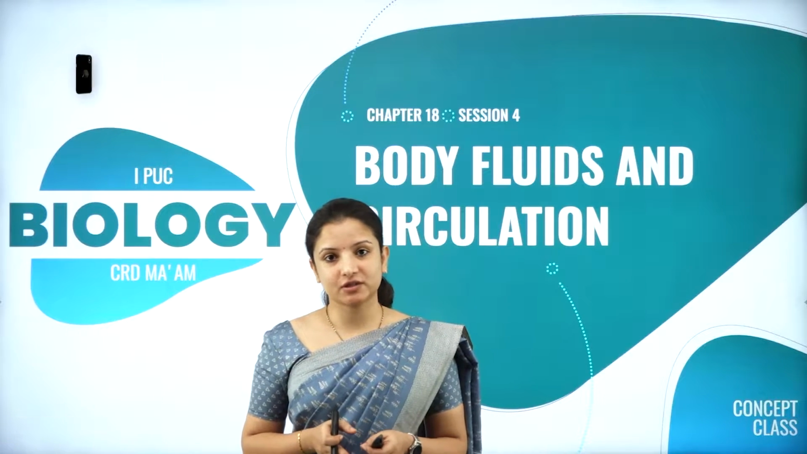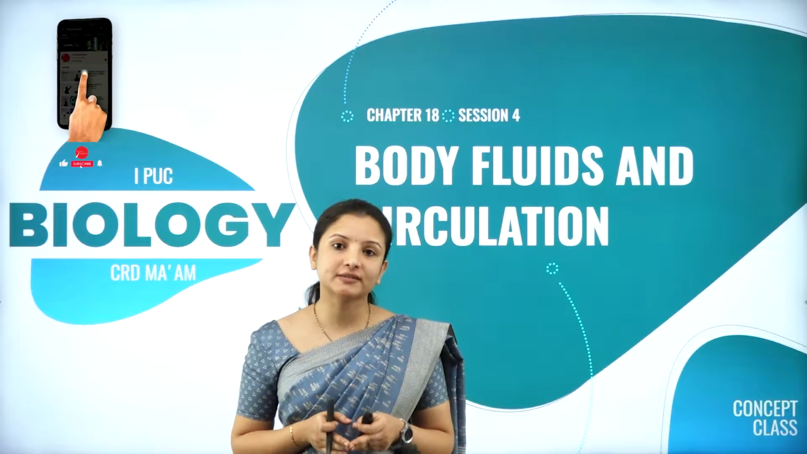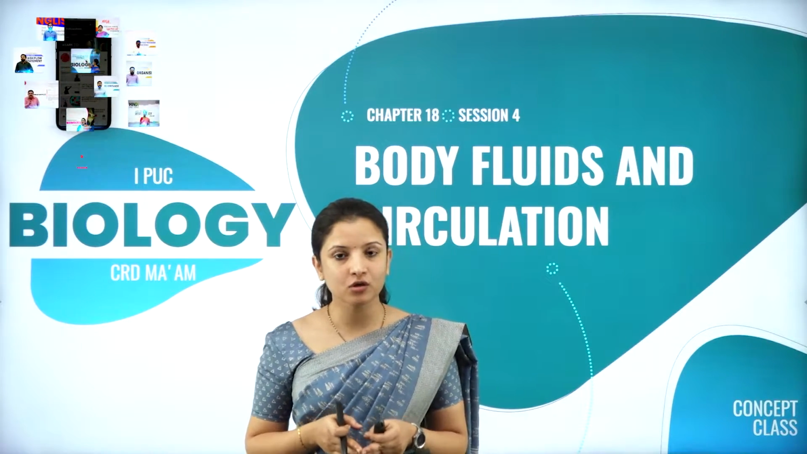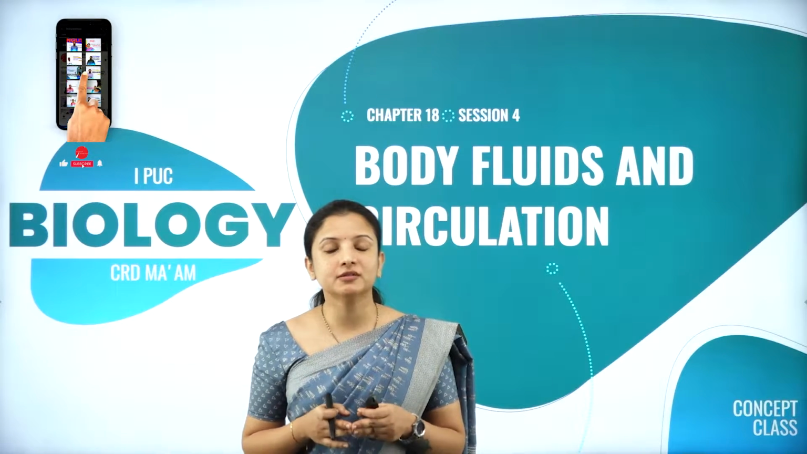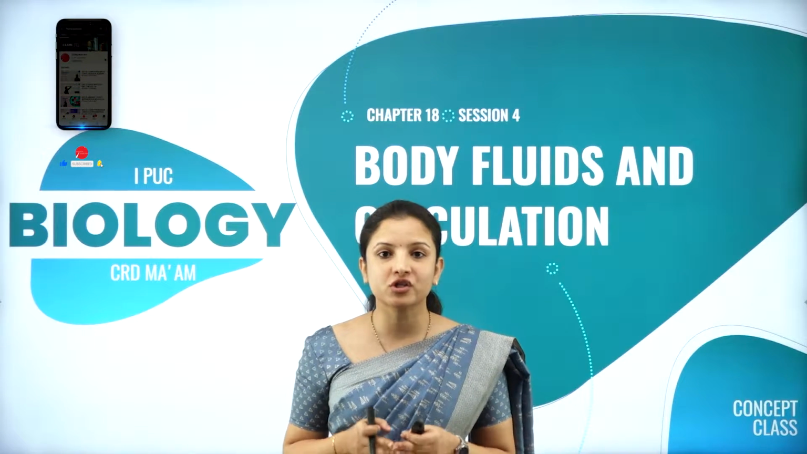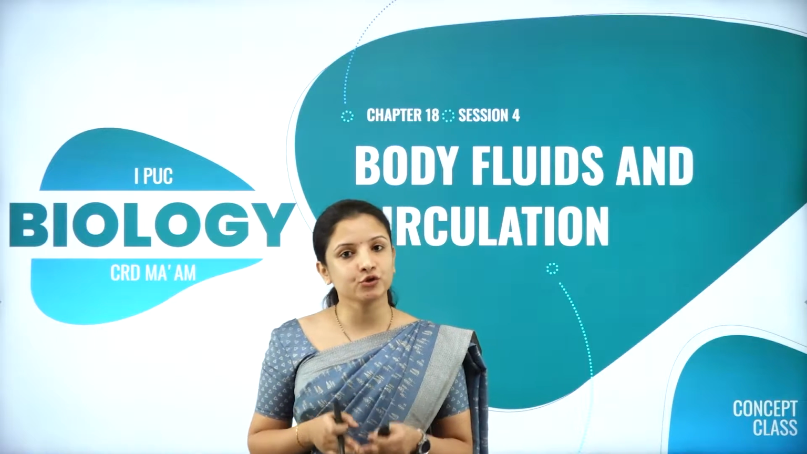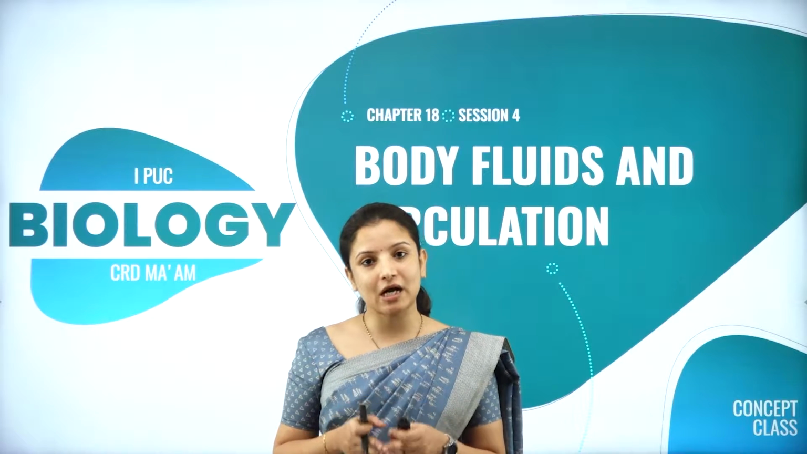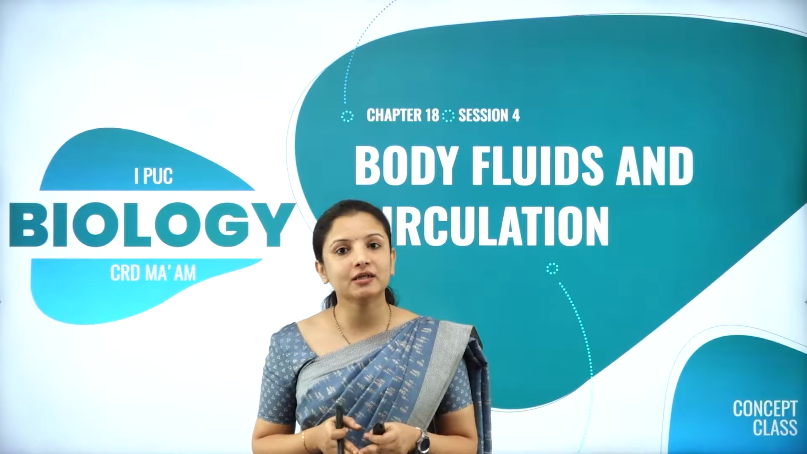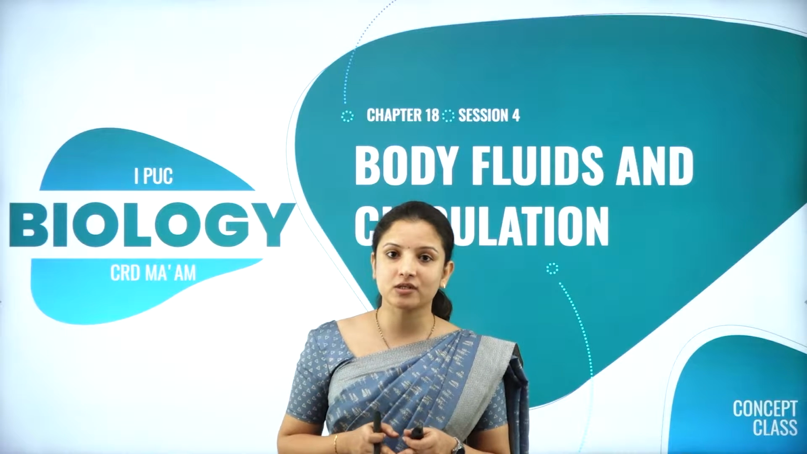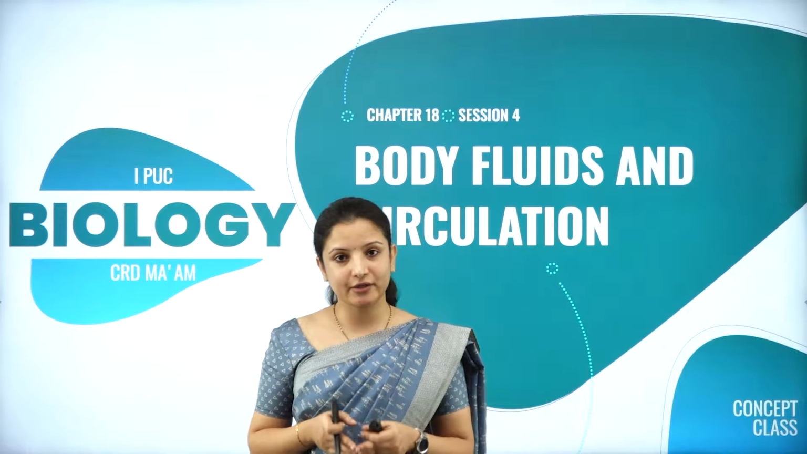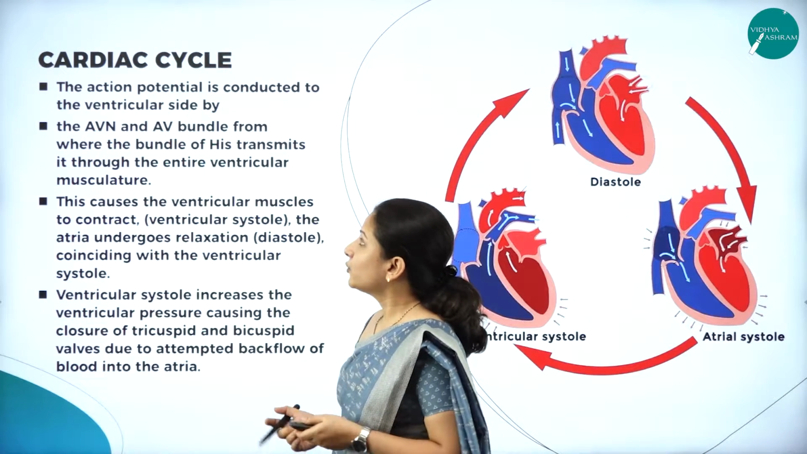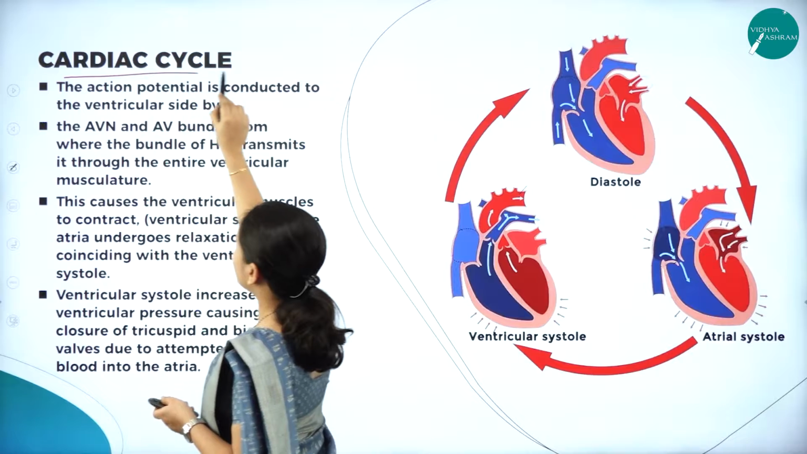So in the previous session of this chapter, we had discussed various circulatory pathways in fishes, amphibians, mammals and so on. And we also learned about the circulatory pathway in a four-chambered heart, that is the human circulatory pathway. In today's session, we shall discuss the cardiac cycle and we shall learn about an important and very interesting topic, which is the electrocardiograph, or the ECG. So moving on to the session, we shall understand what this cardiac cycle is.